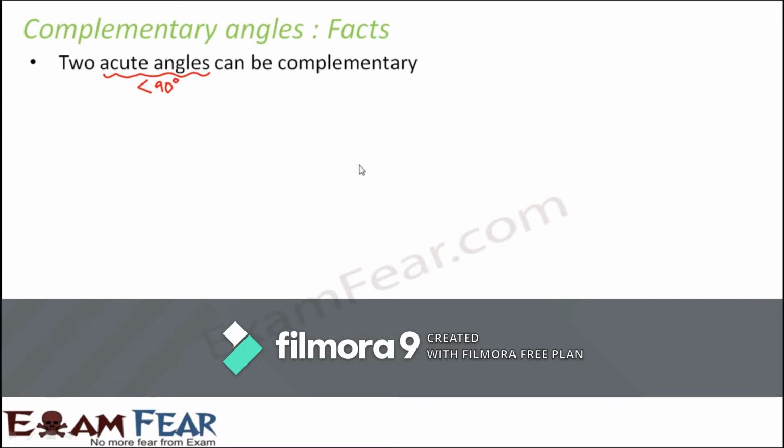So let's say you have two acute angles. So can they be complementary? That means, is it possible that you add up two angles lesser than 90 degrees and the sum would be 90 degrees?